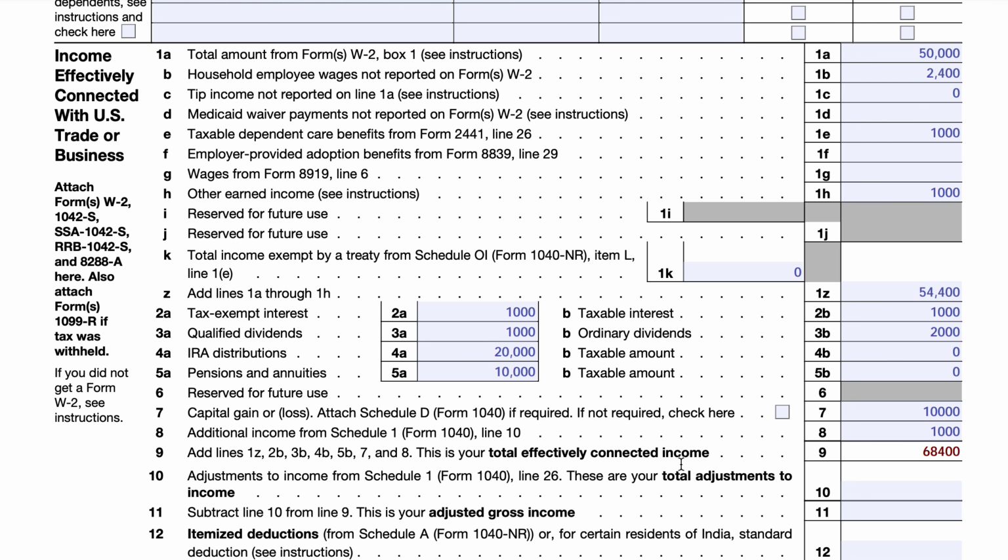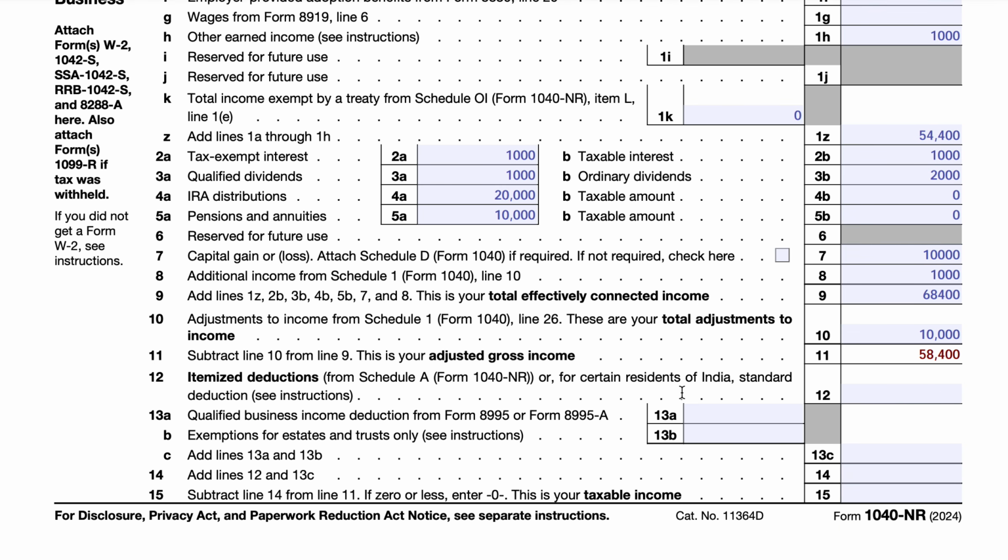Now we're going to take adjustments to income from Schedule 1. So this line 10 number is the total amount of additional income from Schedule 1. Schedule 1 is titled Additional Income and Adjustments to Income. Adjustments to income could be things like IRA contributions or interest on student loan payments. There's a whole list of different adjustments to income that you can calculate on Schedule 1. So let's just say that was $10,000. Now we're going to subtract this and we get $58,400.